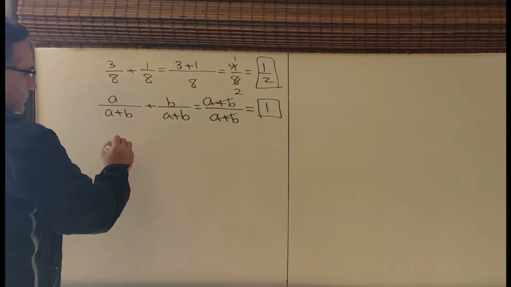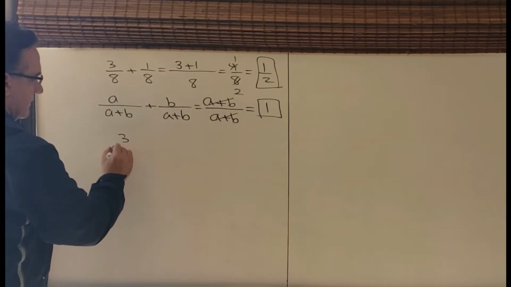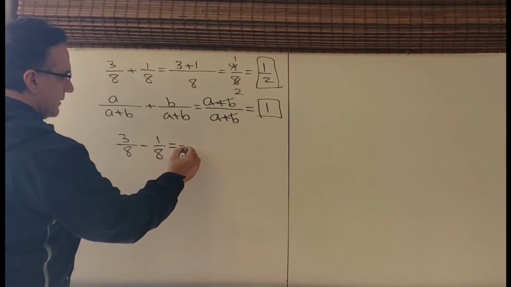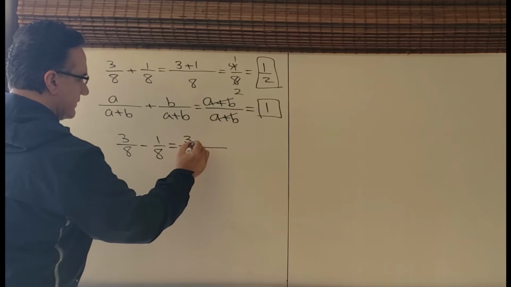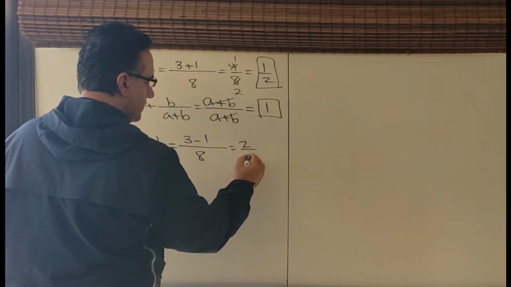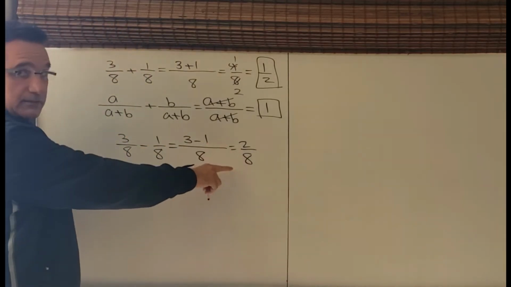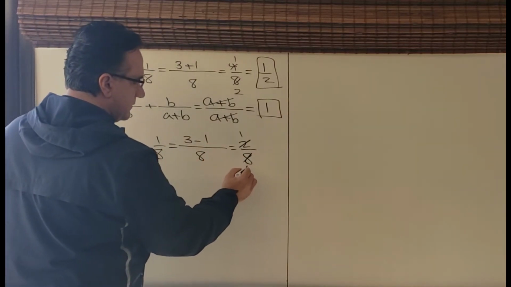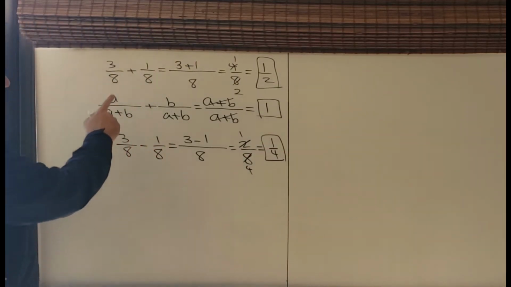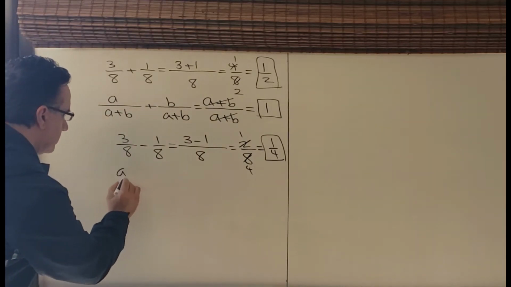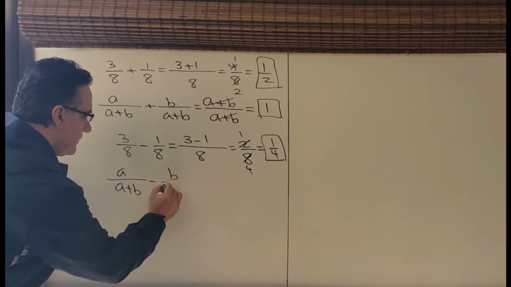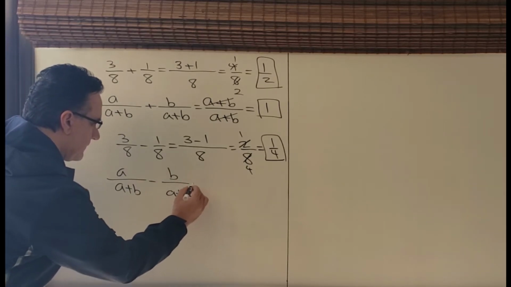The same works with subtraction. So let's say you have 3/8 minus 1/8. Notice we're going to keep the 8 and subtract, 3 minus 1, so we end up with 2/8, which once again we can reduce to 1/4.